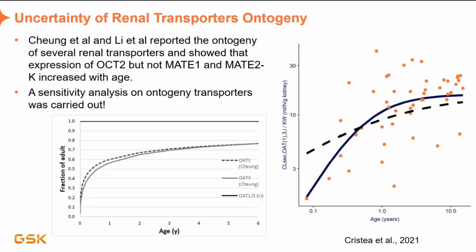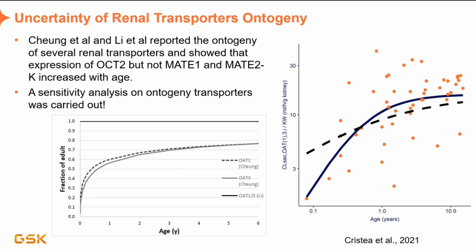Now we talked about the transporters, and we know that these models are showing differences. They are included in the Mech model, but by default we use the Cheong data in the simulator, and then we did the simulations. But when the other data set became available, Lee et al. showing a different trend, one of the aims of the paper was to look at differences between the reported ontogenies.